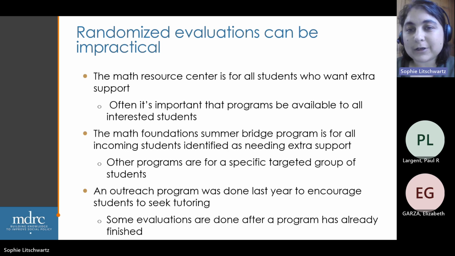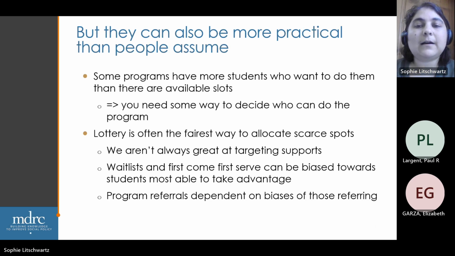Or I have my summer bridge program, where I targeted it to incoming students who we thought needed extra support, and I want to make sure it's available to anybody I targeted. Or I already did my program and I'm going to evaluate it after the fact. So let's say I had an outreach program last year to encourage students to seek tutoring. That's done. I can't randomize, but I still would like to be able to evaluate. So those are the reasons people give where randomization can be impractical.